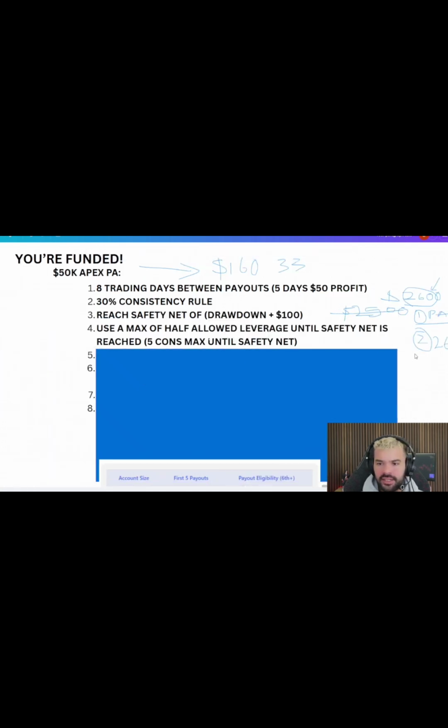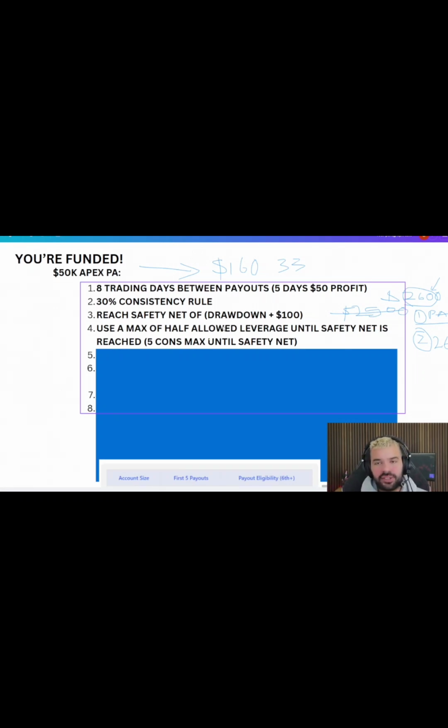Now, the next thing to note is that in the funded account stage, of course, in the evaluation stage, you were able to use up to 10 contracts with the 50K Apex account. When you're in the funded account, until that safety net of $2,600 is reached, you're only allowed to use a max of 5 contracts, or half of your leverage. So 5 minis or 50 micro contracts. So until that safety net is reached, keep your risk at max half.